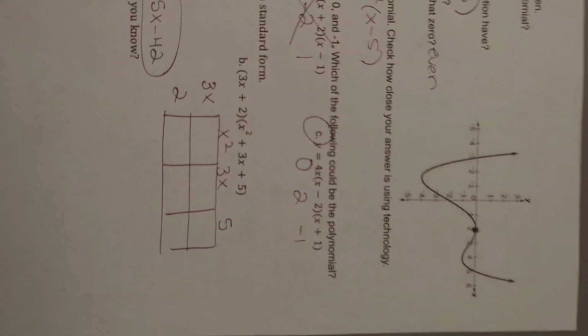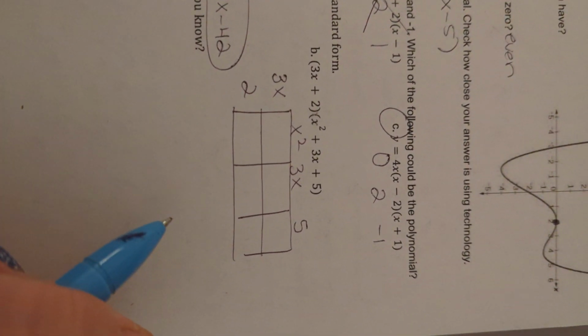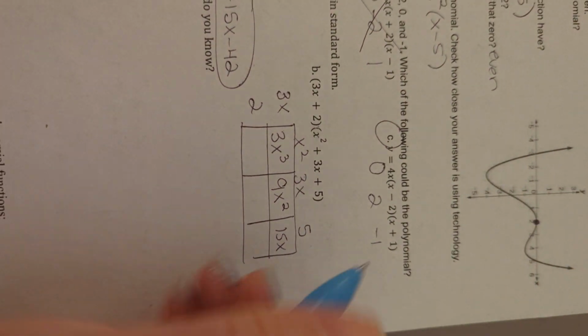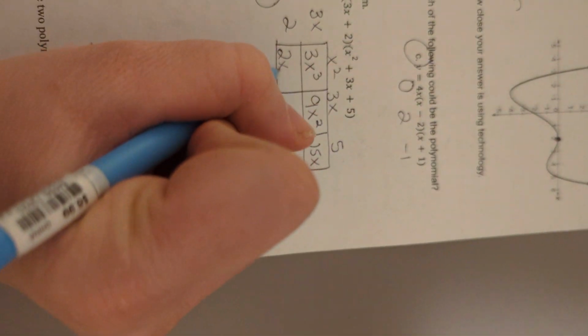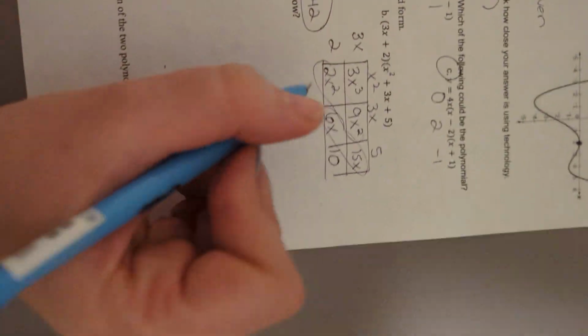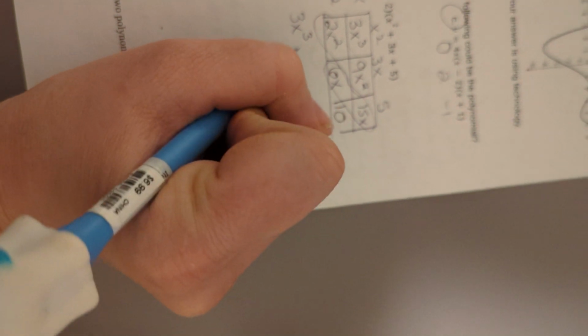Here is my 2x3 box. So let's multiply it out together. So I would have 3x cubed here, and then 3 times 3, so 9x squared, 3 times 5, 15x. Next row, 2x squared, 2 times 3 is 6x, 2 times 5 is 10. So if you notice, you kind of have like terms along your diagonals here. So you have 3x cubed plus 11x squared plus 21x plus 10.